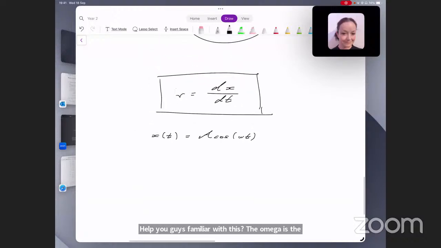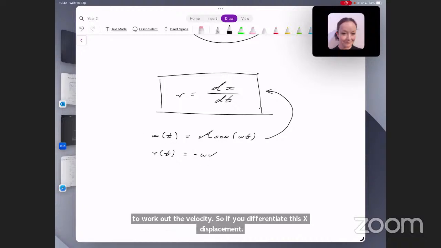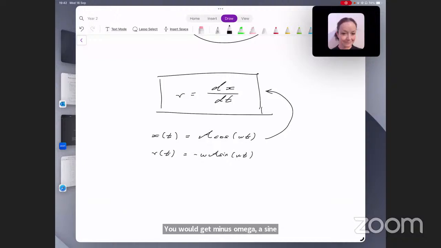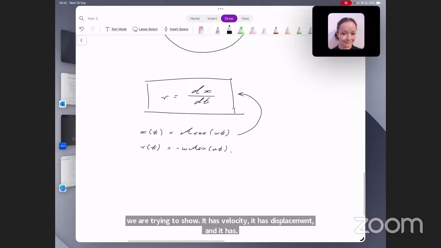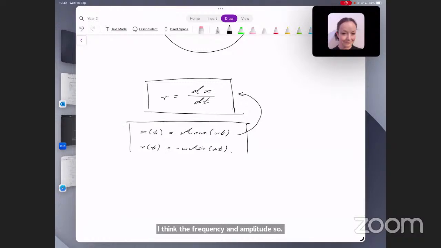So differentiation-wise, this is just a mathematical procedure to work out the velocity. If you differentiate this x displacement, you would get minus omega a sine omega t. So now you have the expression for the displacement and the velocity. And if you look at the expression that we're trying to show, it has velocity, displacement, angular frequency and amplitude. So basically, all the information we need is in these two equations we've derived.